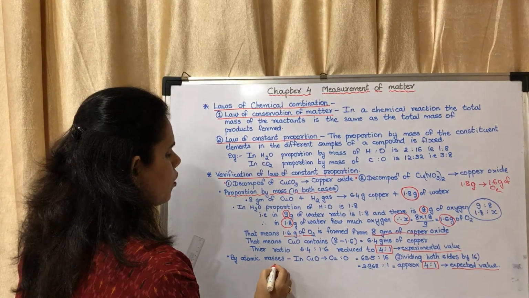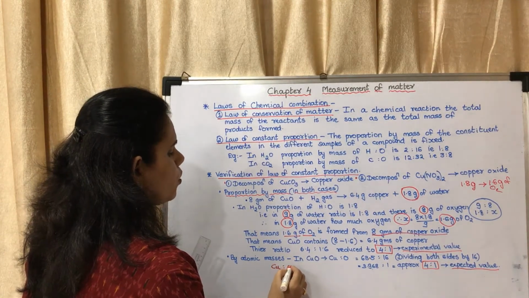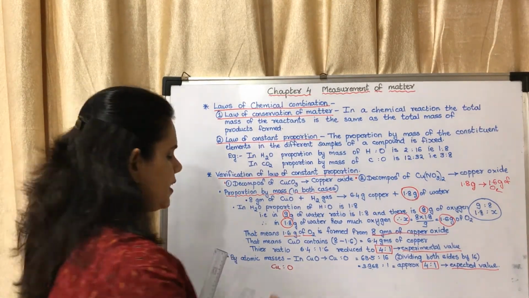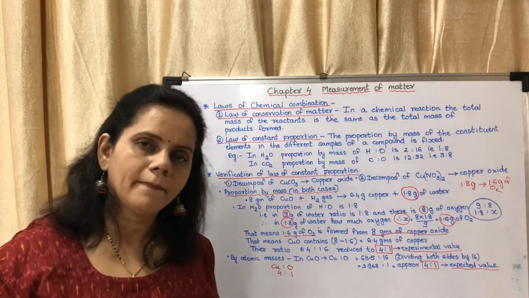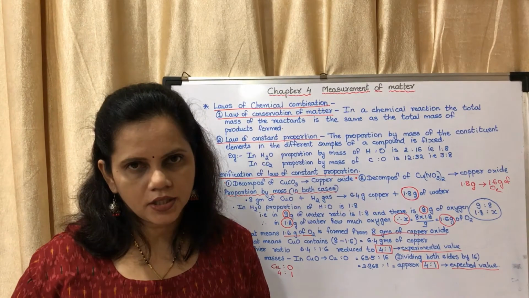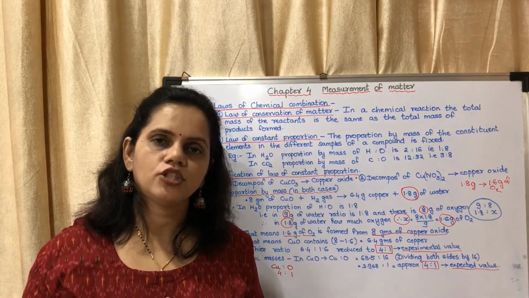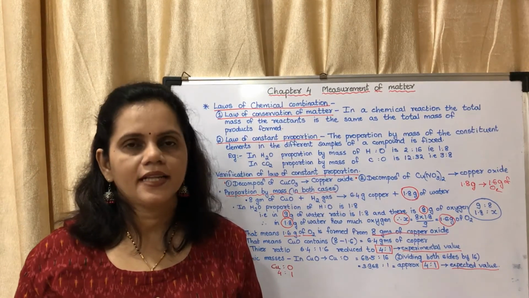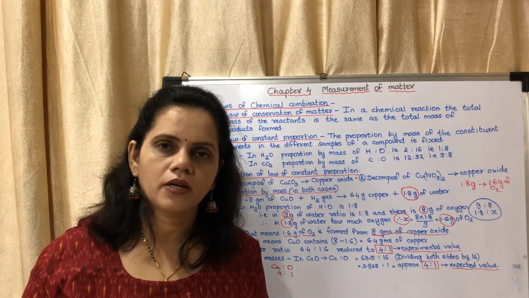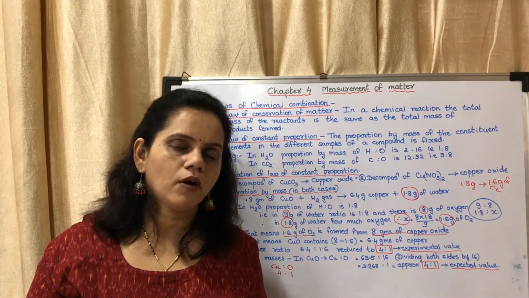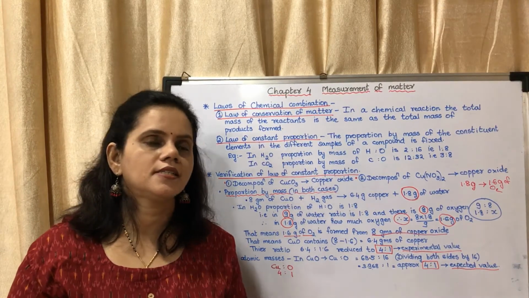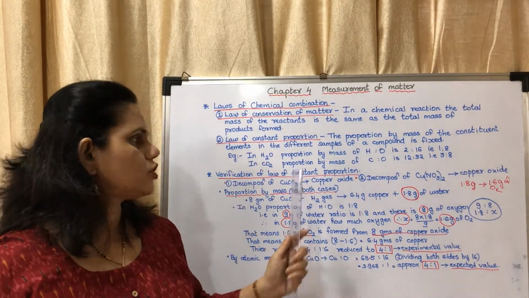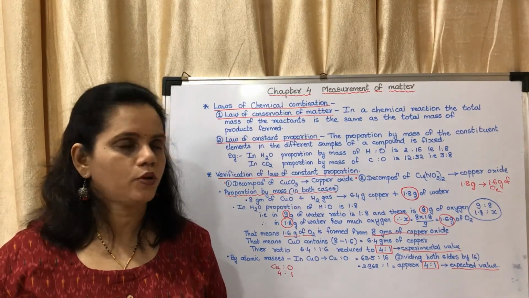Okay, the ratio of Cu to O is always 4 to 1. By whatever method you calculate, the ratio will be 4 to 1. That means in 5 grams of copper oxide, there is 4 grams of copper and 1 gram of oxygen. Got it? So this is about the verification of the law of constant proportion.